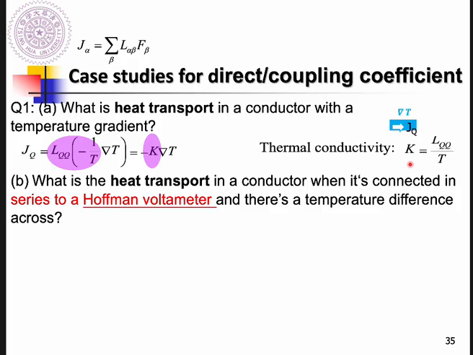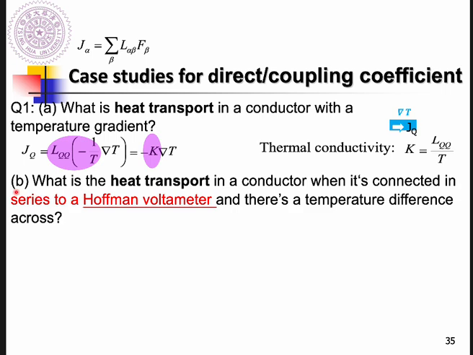As we estimated in the previous slide, L capital Q for sure has some relationship with thermal conductivity, because when you act with one unit of temperature gradient, how much heat flux you induce will be related to the thermal conductivity of these materials. So this is how we get the direct coefficient.